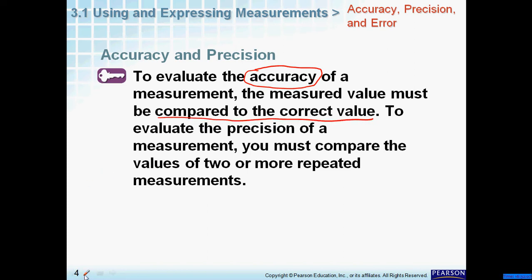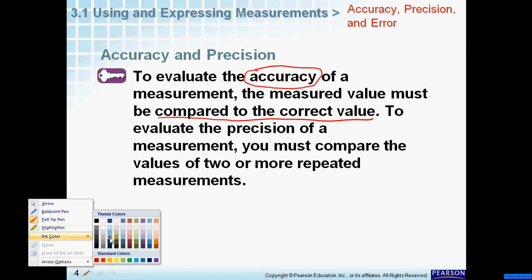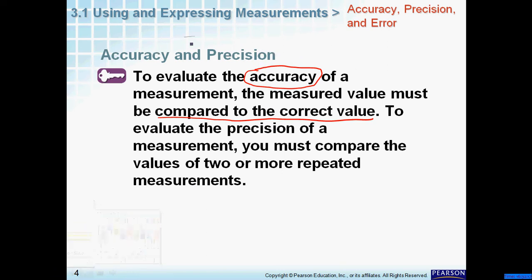For precision, to evaluate precision, we want to compare the values of two or more repeated measurements. So for precision, we want to compare a series of measurements. I abbreviate measurement MMT. You can abbreviate it however you like, or not abbreviate it at all. But we're looking for a series of measurements with precision.